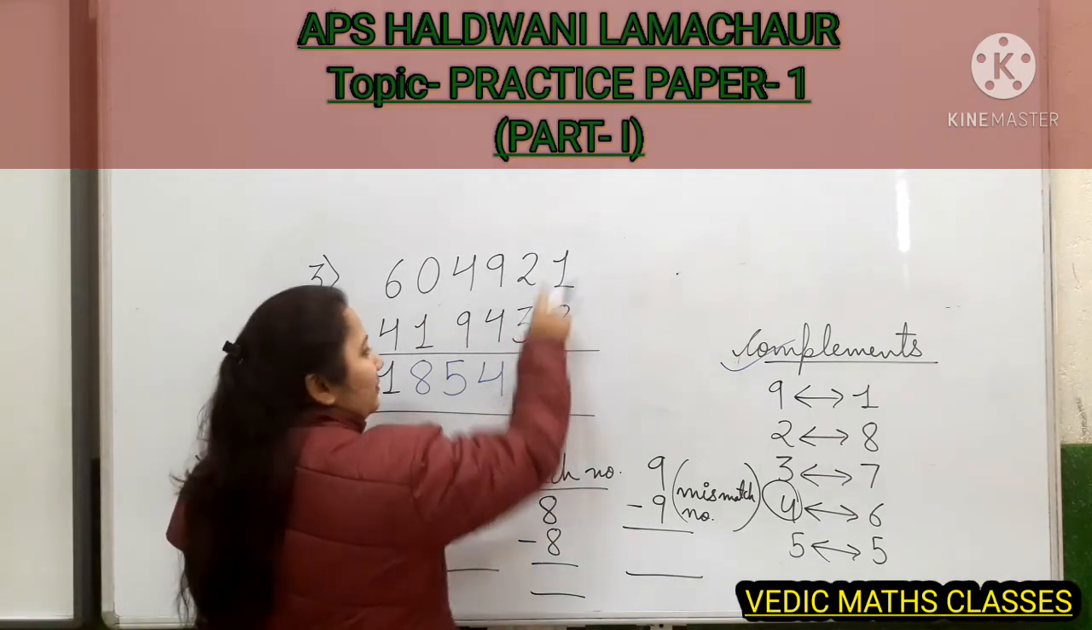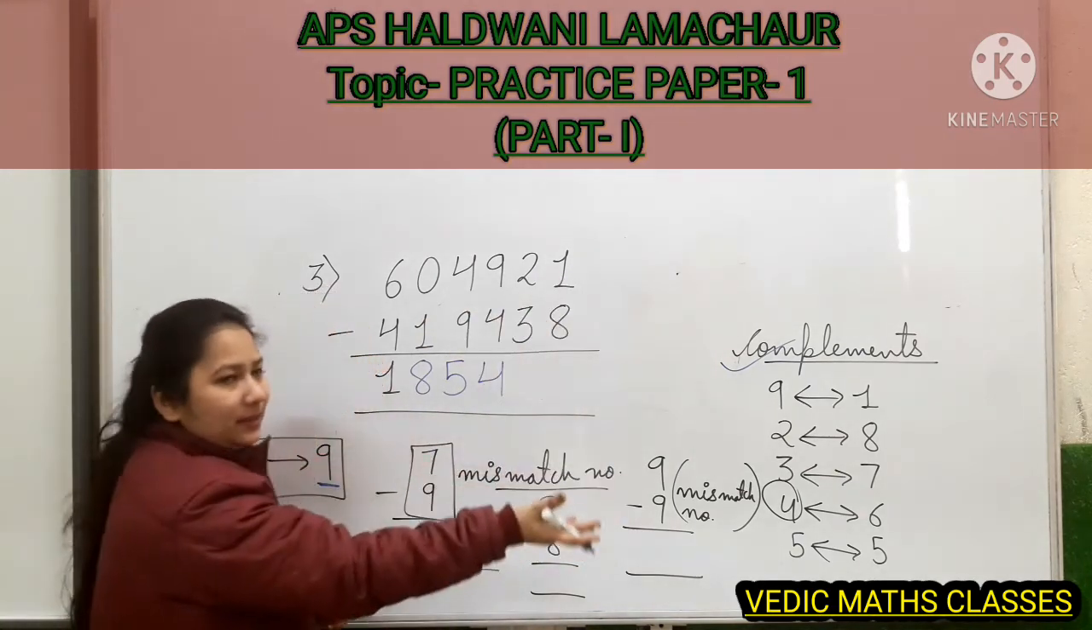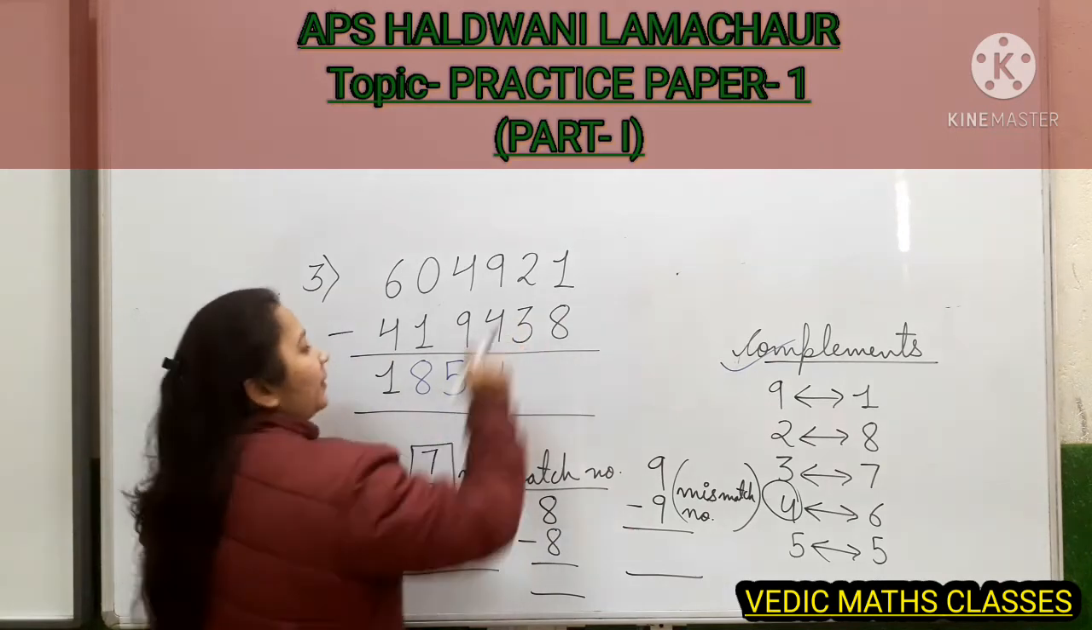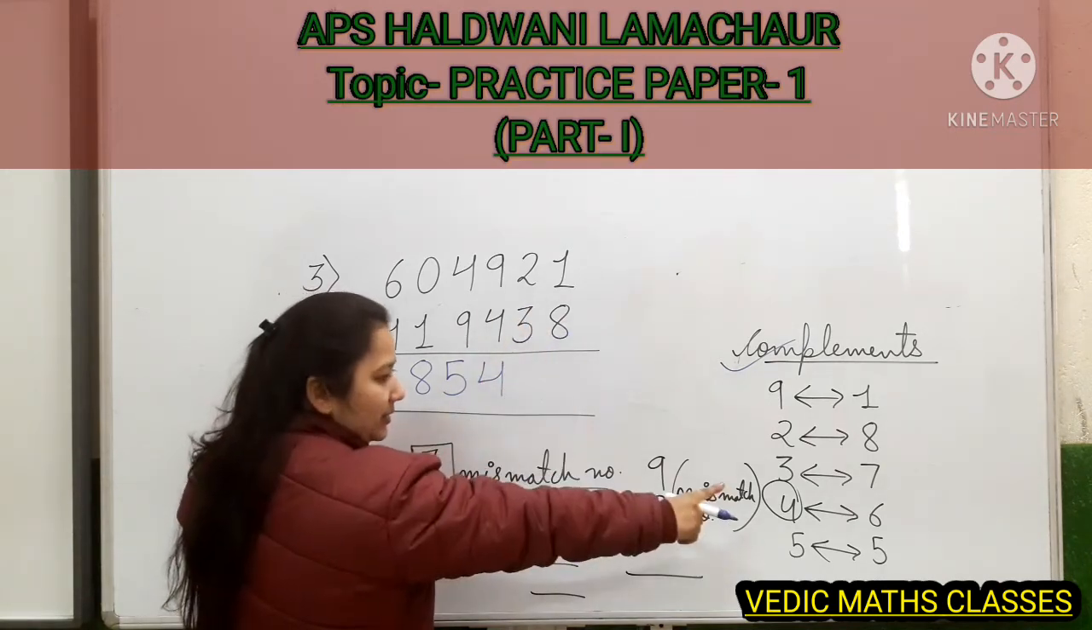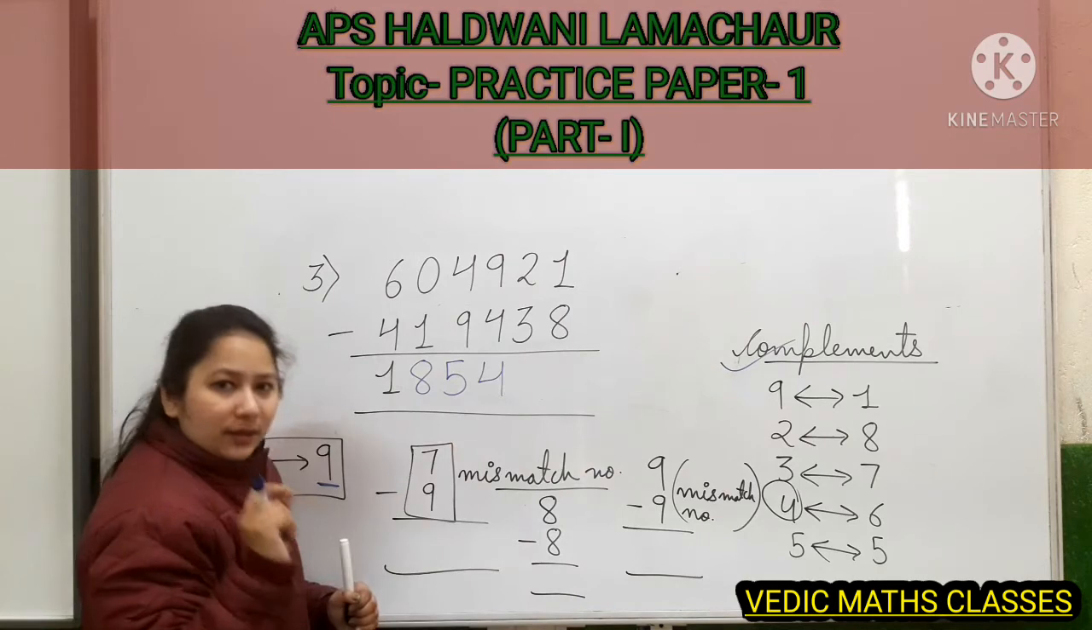Now this is a mismatch number. Take the help of complements. You can't subtract it directly. What is the complement of 3? 7. 7 plus 2? 9.